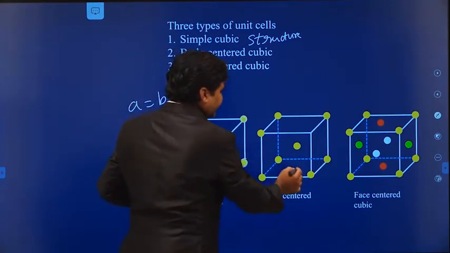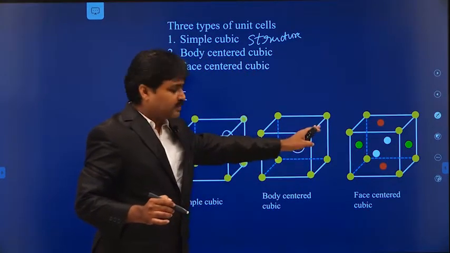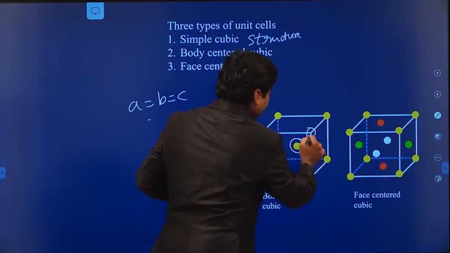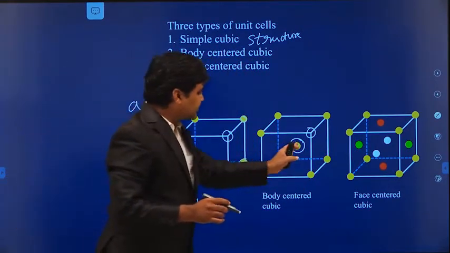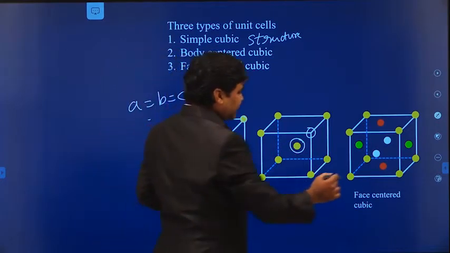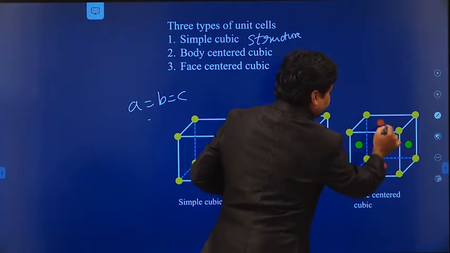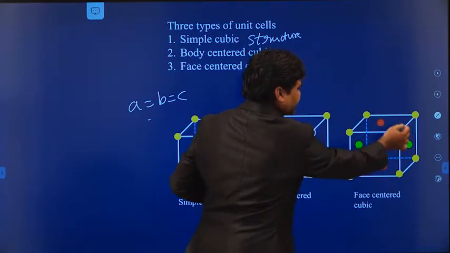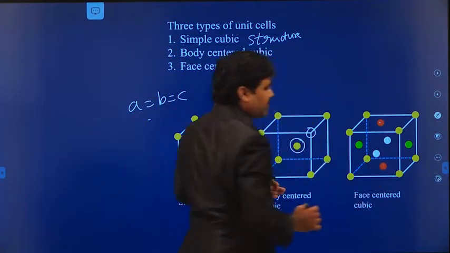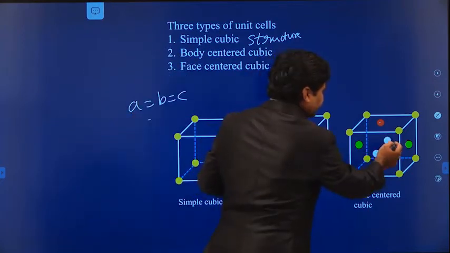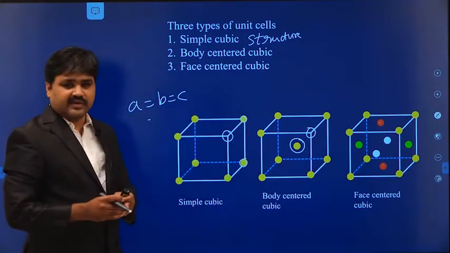And in case of body-centered cube, this is the center of the body, that means the center of this cube. Here we have 8 atoms at the corners, and also 1 atom at the body center. That's why this is called the body-centered. And in case of face-centered cubic, we have 8 atoms at the corners, and each face contains 1 atom. On 4 sides we have 4 faces, on the top we have 1 atom, and on the bottom we have another atom. So totally 6 faces contain 6 atoms, and 8 corners contain 8 atoms. This is called the face-centered cubic structure.